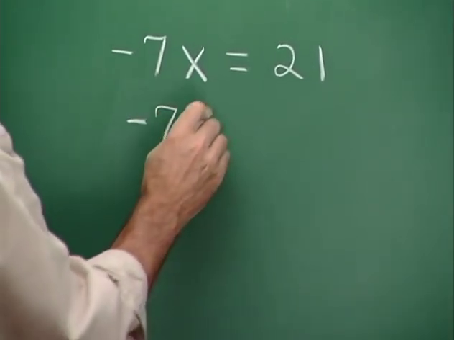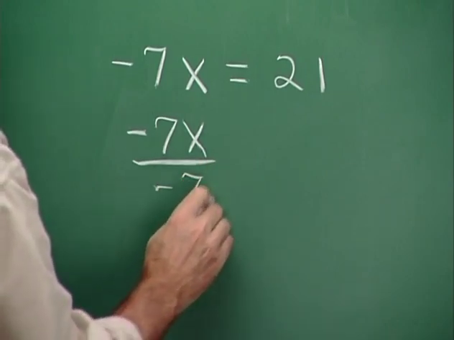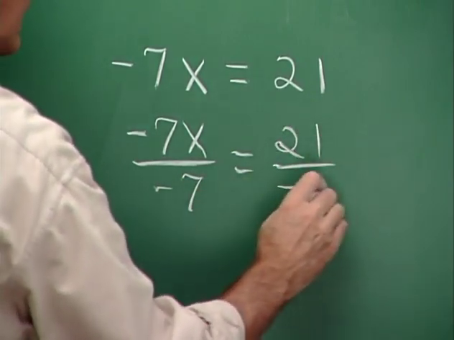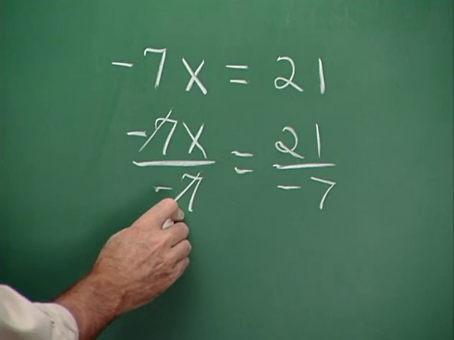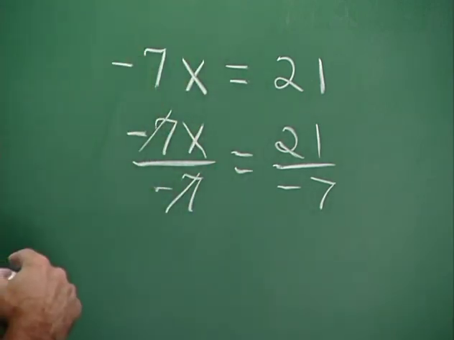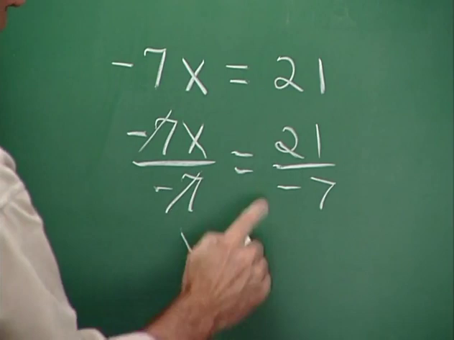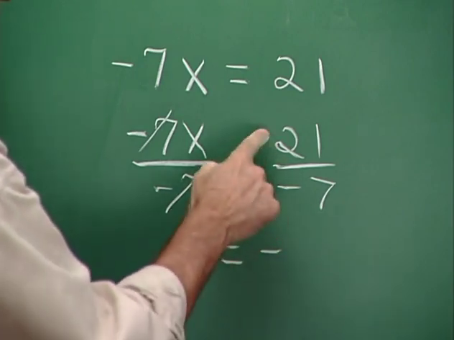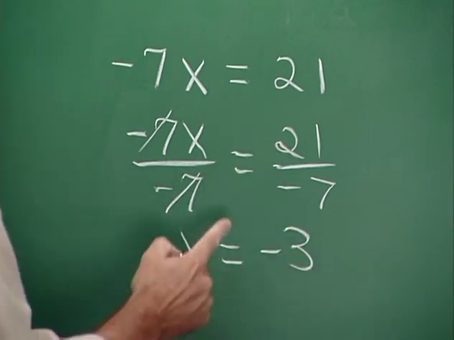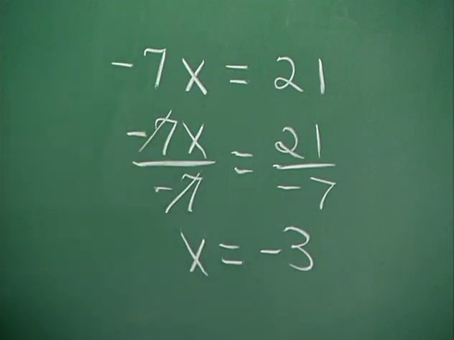So we have this side divide by negative 7, the right side divide by negative 7. These go out by that same little routine that we talked about earlier, leaving x, and on the right, positive divided by negative is negative. 21 divided by 7 is 3. Negative 3 is the solution to this equation.